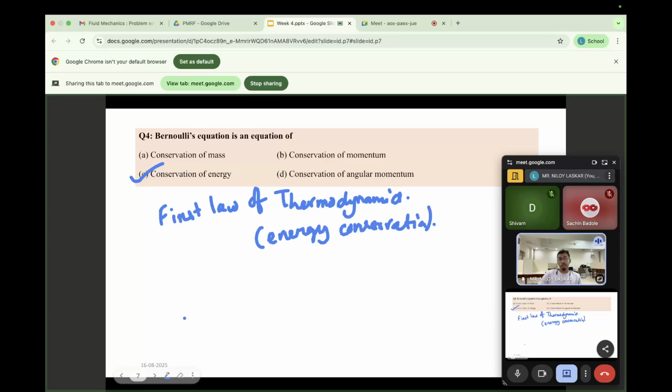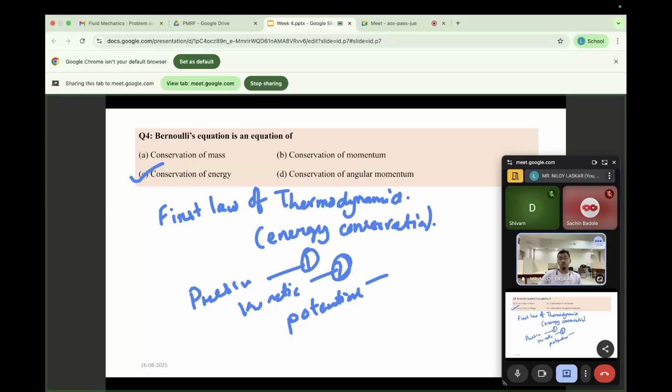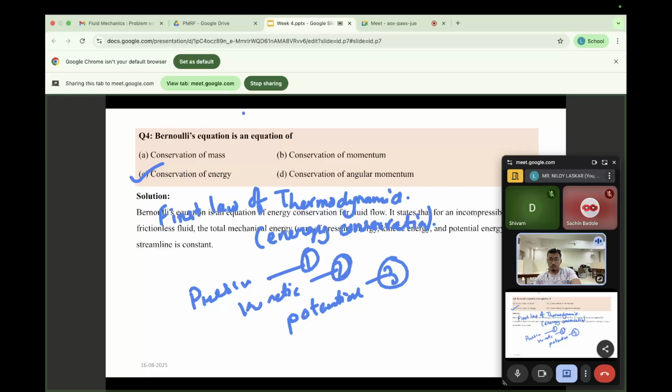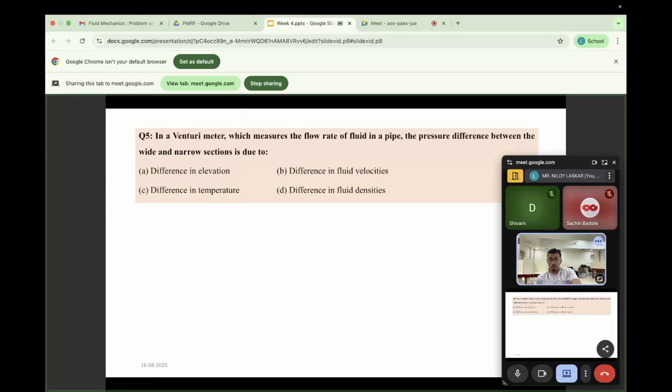So what are the three terms? Please remember these are the pressure term, kinetic term, and potential term. These are the three terms, 1, 2, 3, that are incorporated in this Bernoulli equation. So I am moving to the next question.